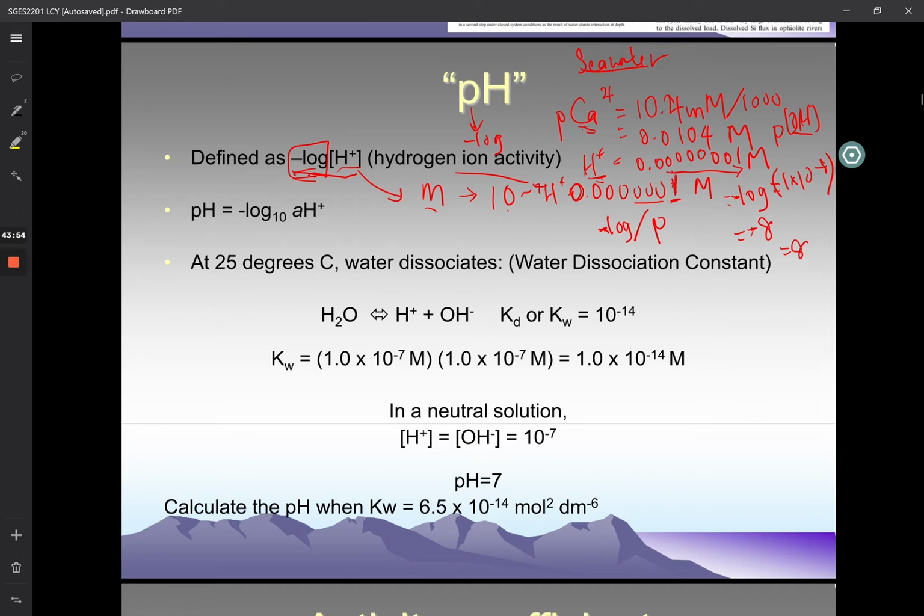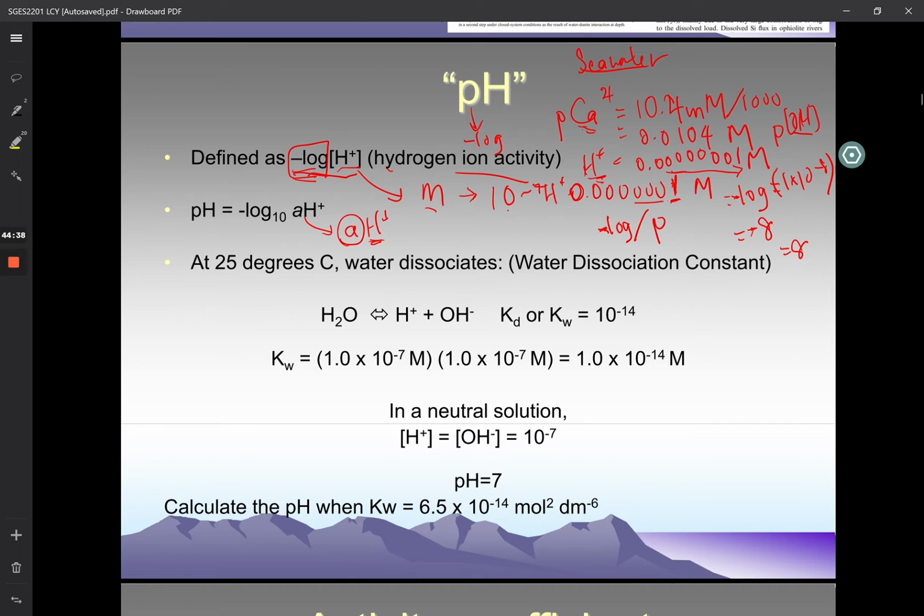For these concentrations of hydrogen, to be more accurate, we are actually not measuring just the hydrogen ions. We are actually measuring the activity of these hydrogen ions. I'll talk about activity in the next few slides. I already explained why we use negative log.